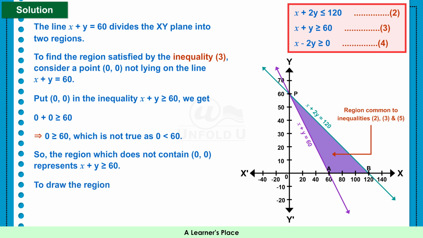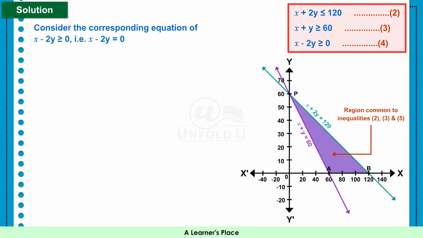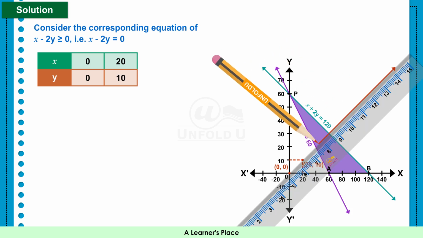To draw the region of inequality 4, we consider the corresponding equation of inequality 4, that is x minus 2y is equal to 0. The solution set for this equation is given as follows. When x is equal to 0, then y is equal to 0. And when x is equal to 20, then y is equal to 10. Plot these points on the Cartesian plane and join them with a straight line.